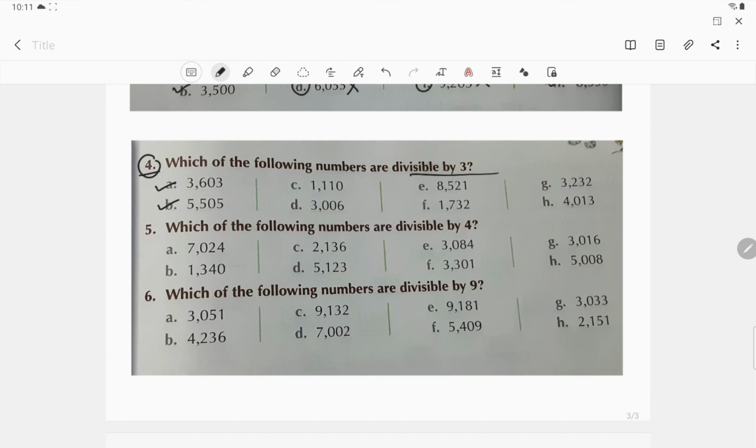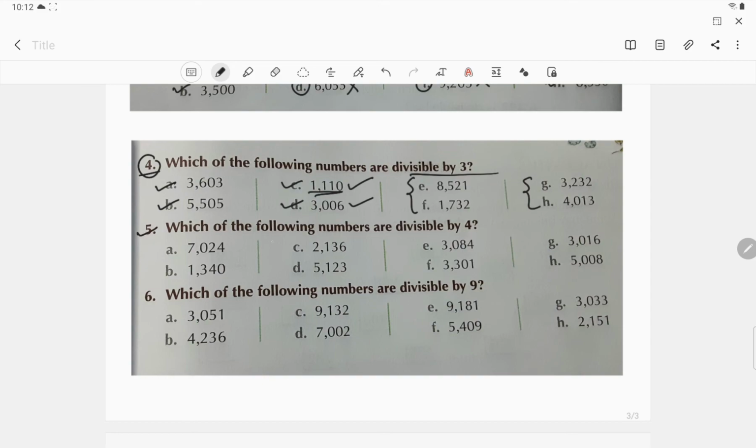Similarly, if I choose B, 5 plus 5 is 10 and 10 plus 5 is 15, which is divisible by 3, then you can definitely say that this number is divisible by 3. Similarly, C number, 1 plus 1 plus 1 plus 0, you will get 3 and it is obviously divisible by 3, so the number is divisible by 3. D number, obviously 6 plus 3 is 9 and you can say it is divisible by 3. Now the rest of the part, please do it by yourself.